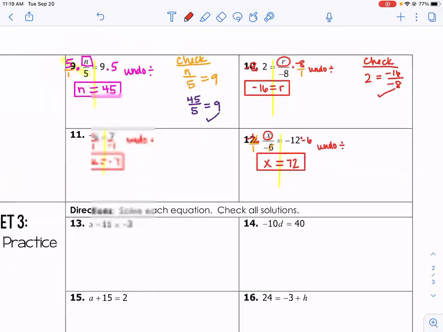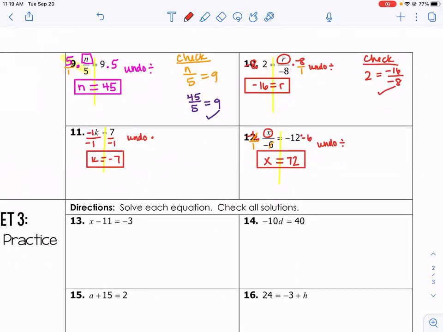Okay, so guess what? Your homework is page 7. And we have 10 minutes left in class to do 10 problems. I bet you can get them done.